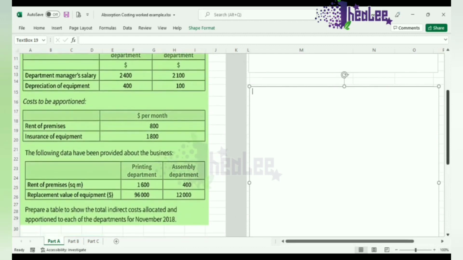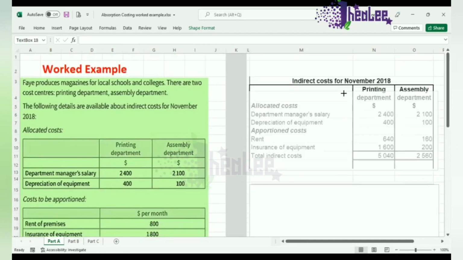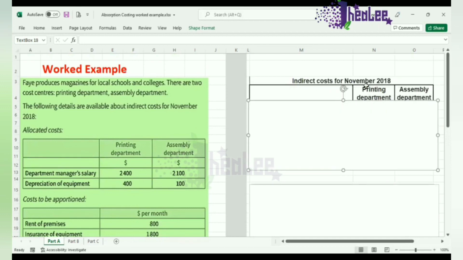Now, you are to prepare a table to show the total indirect cost allocated and apportioned to each department for November 2018. And we are going to begin. What we're going to start with first is the allocated cost. And our heading reads indirect costs for November 2018. And we're looking at two departments. Hence, there's a column for printing department and one for assembly department.